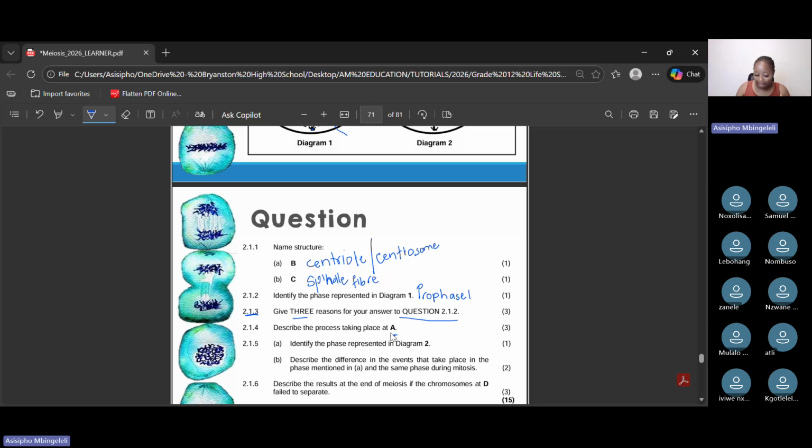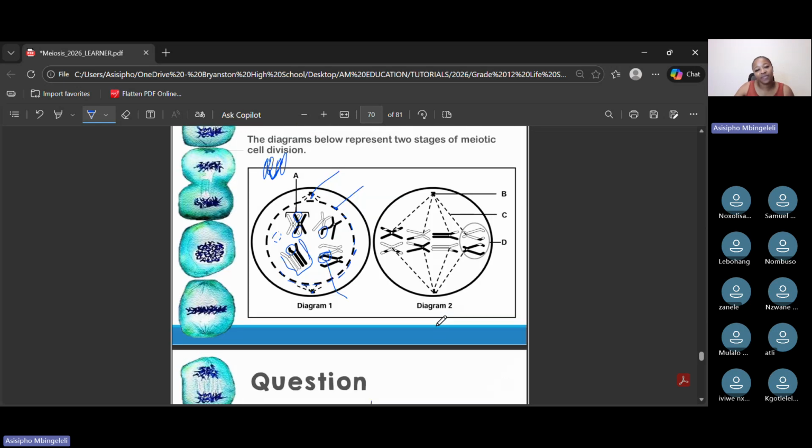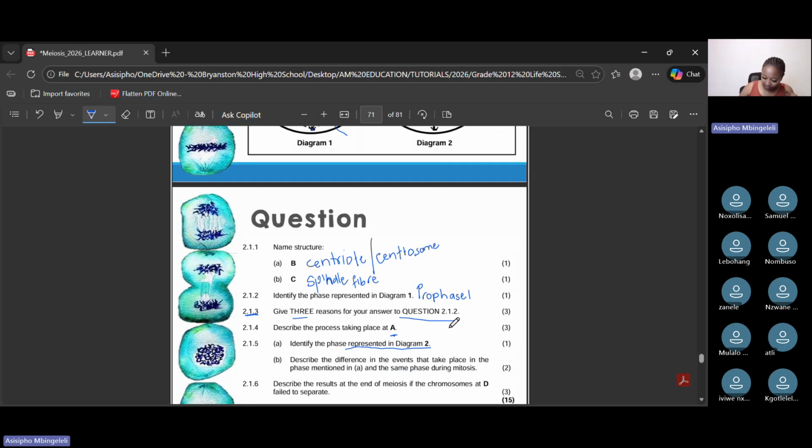That's it. 2.15. Identify the phase represented in diagram 2. What phase is it? Anyone? Metaphase 1. Perfect. Metaphase 1.